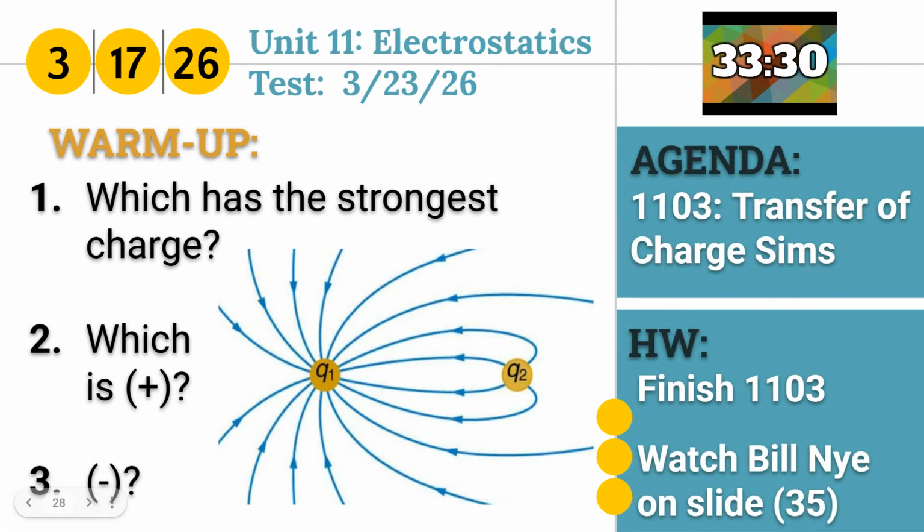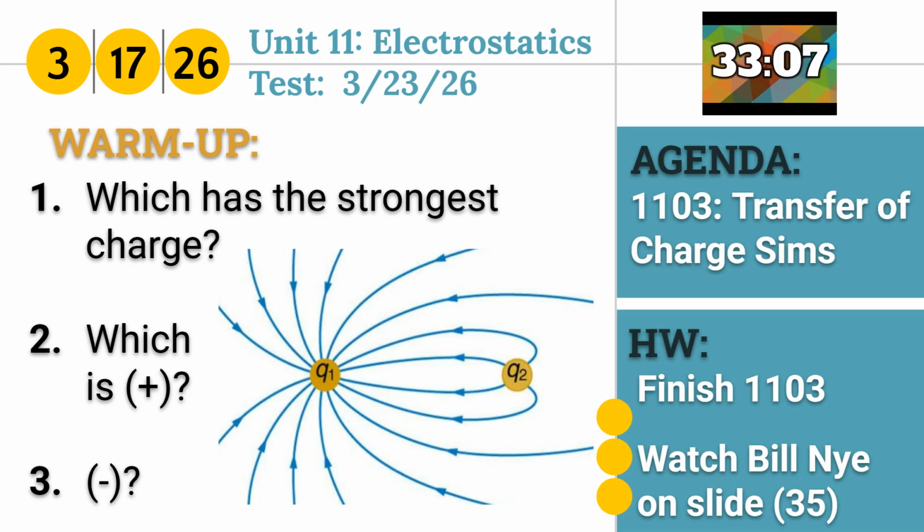So the warm-up question for today says, which has the strongest charge? And you see a diagram similar to the ones that we were looking at yesterday with two charges labeled Q1 and Q2. And we need to determine which one's the strongest charge, which one is positively charged, and which one is negatively charged. Those are your warm-up questions for today. So let's start with number one.